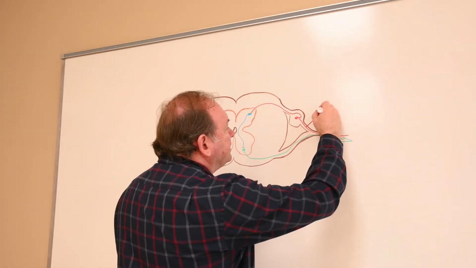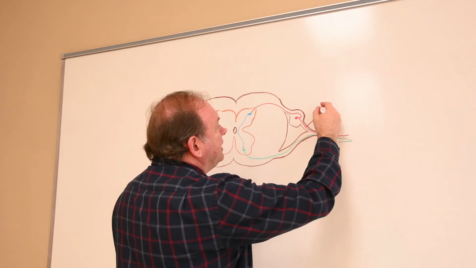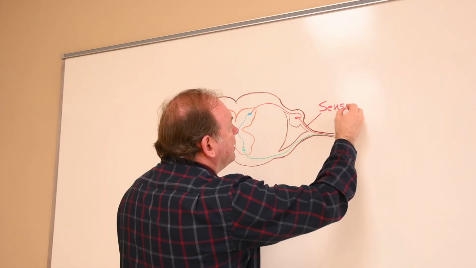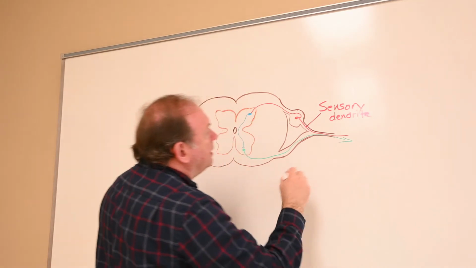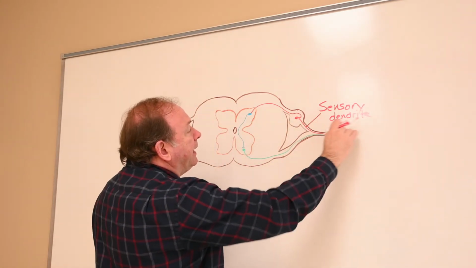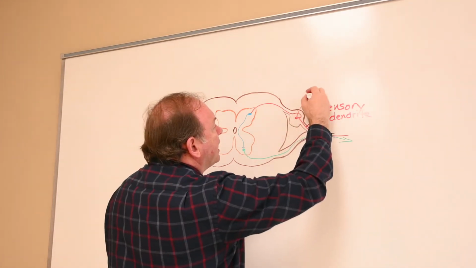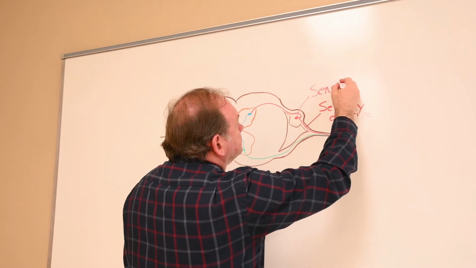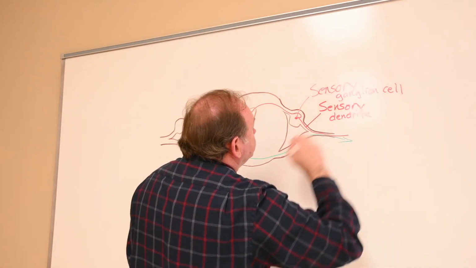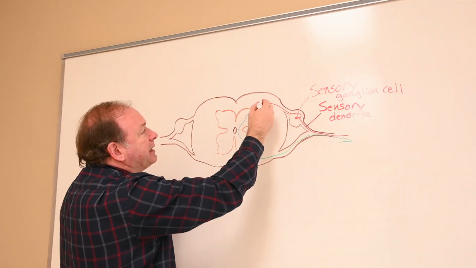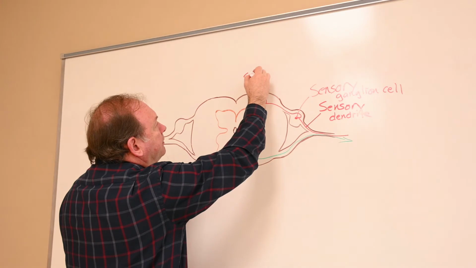We can call this incoming information route right here along that red line the sensory dendrite. We're going to call it that for here anyhow. That incoming signal to the ganglion cell here. So this is a sensory ganglion cell. Next, the fiber that comes from that ganglion cell to the gray matter, this fiber right here, is the sensory axon.